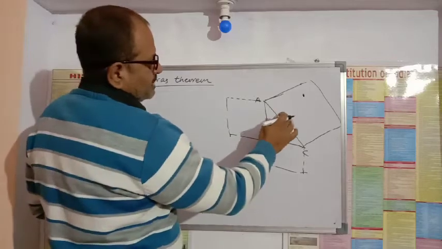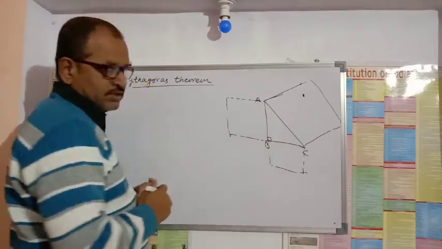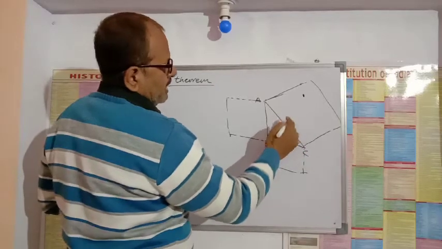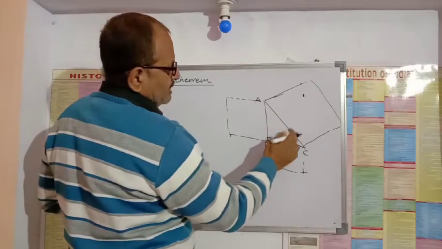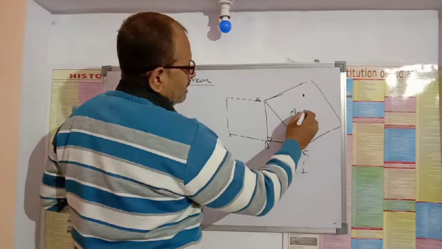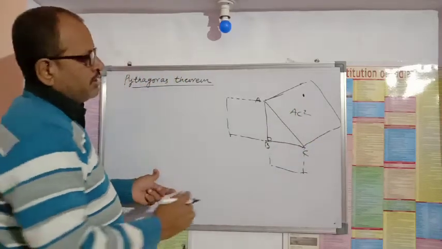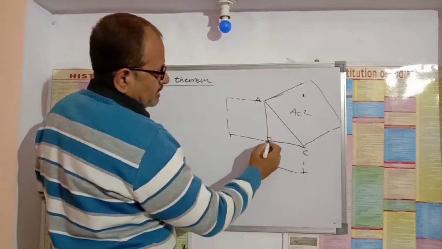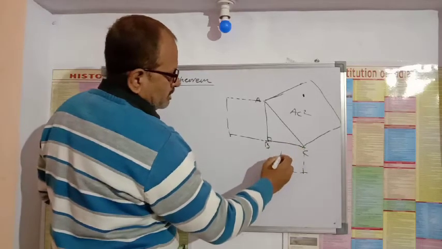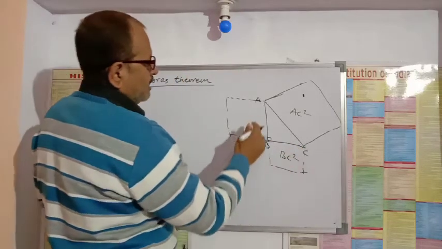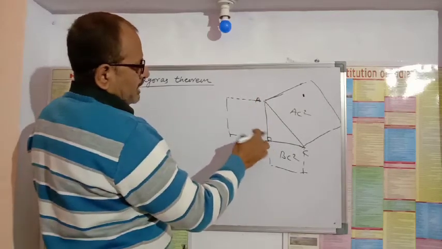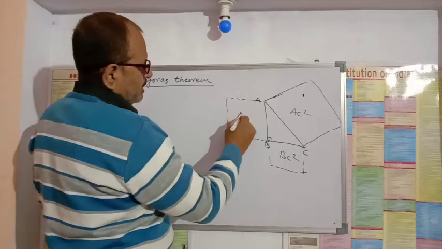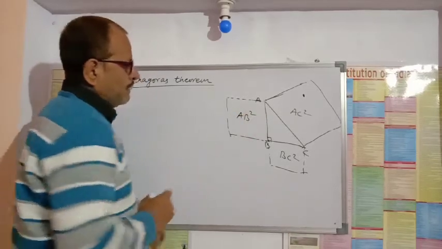So if we draw the squares on all these three sides, then for the square on the hypotenuse AC, what will be the area of this square? Side into side, so it will be AC square. What will be the area of the square made on the side BC? Side into side again, so it will be BC square. And the area of the square on the side AB is AB into AB, AB square.